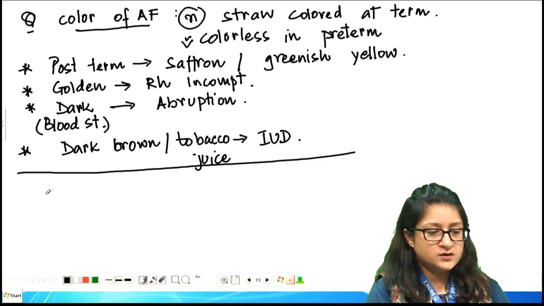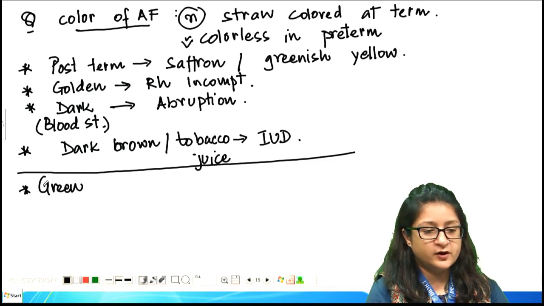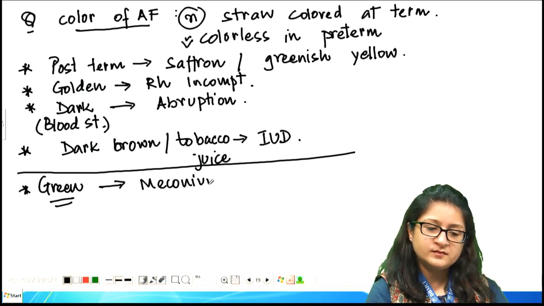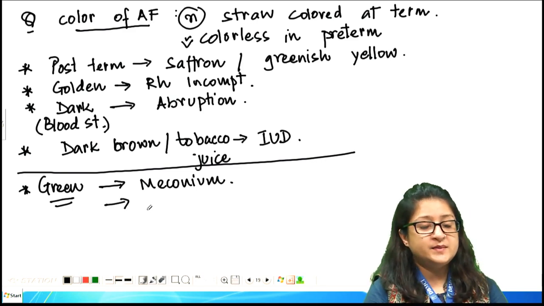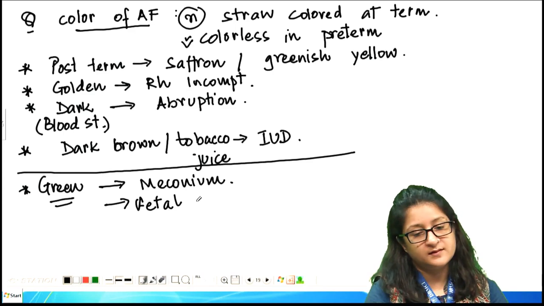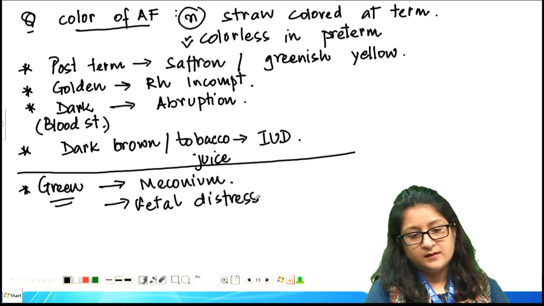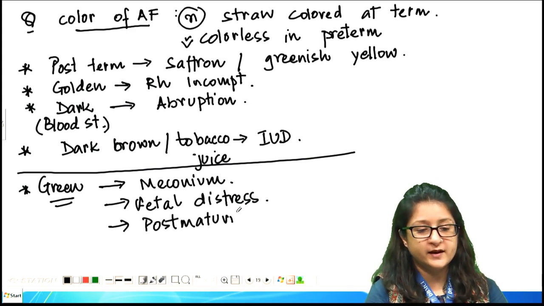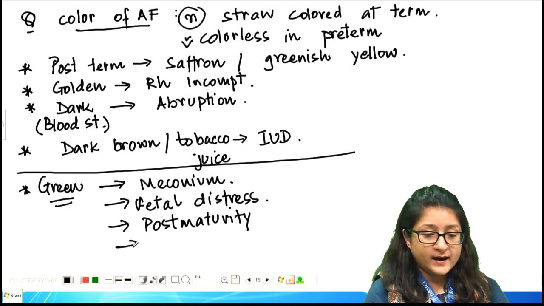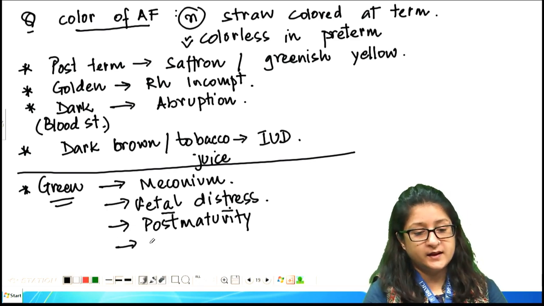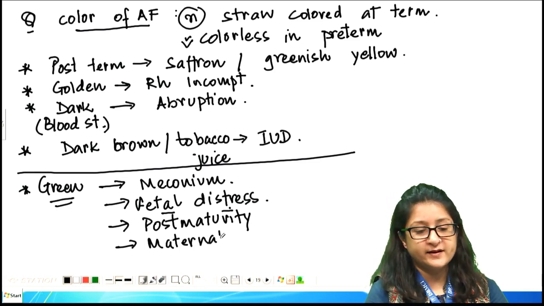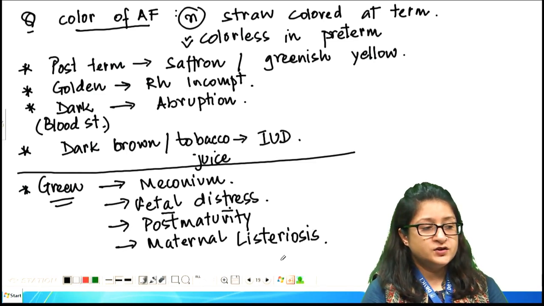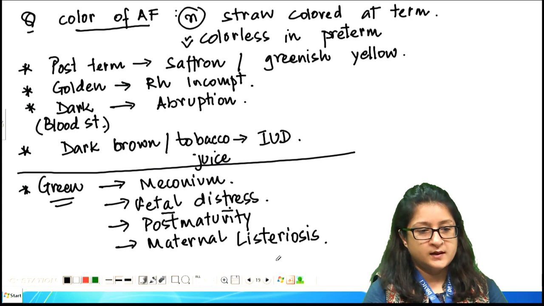Very, very important, what about the green colored amniotic fluid? Now this green colored amniotic fluid can be seen very importantly with meconium. When the baby passes meconium, it can be seen in fetal distress. It can also be seen in post-maturity. Sometimes a post-mature infant can also pass meconium. And again, an important point is that it can be seen in maternal listeriosis infection. Alright, so this is what is important about the amniotic fluid.